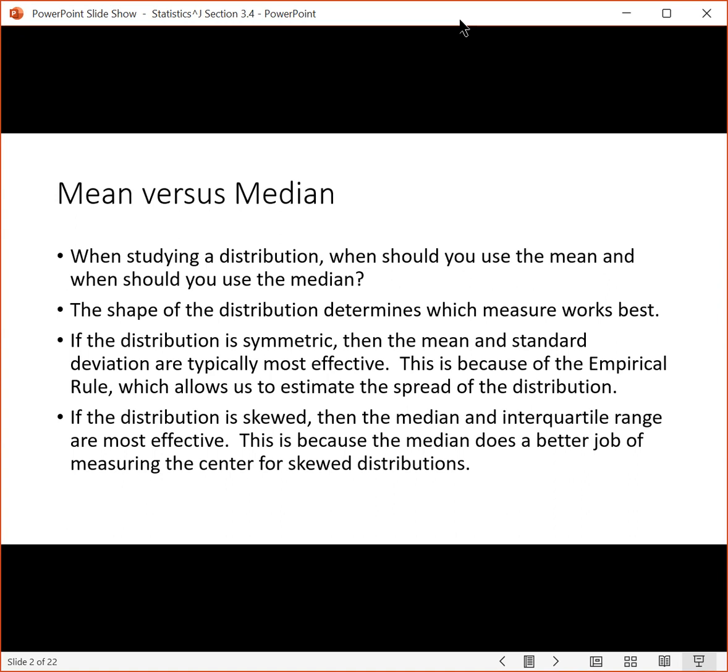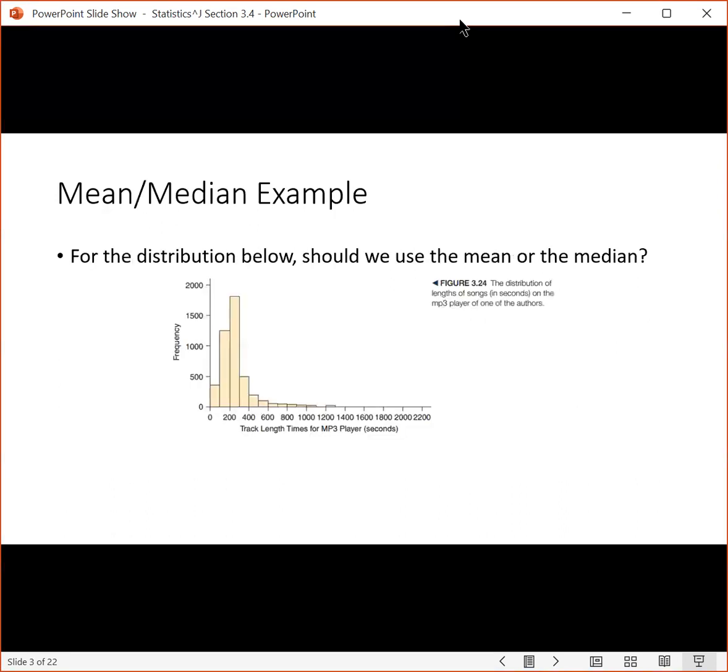If the distribution is symmetric, then the mean and the standard deviation are typically most effective. This is because of the empirical rule, which allows us to estimate the spread of the distribution. If the distribution is skewed, then the median and interquartile range are most effective. This is because the median does a better job of measuring the center for skewed distributions.